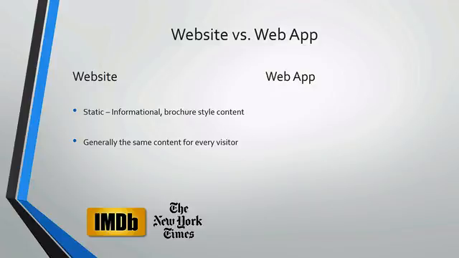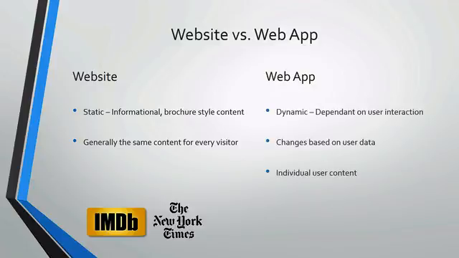Now, a web app, on the other hand, is dynamic. It's dependent on user interaction. It changes based on user actions and data, and it is individual per user. Can anybody tell me a good example of a web app?